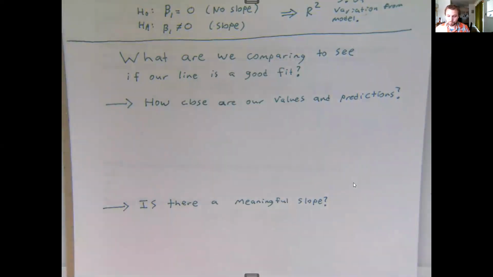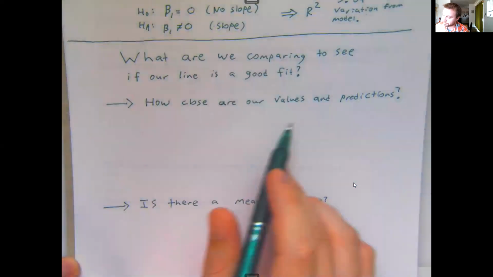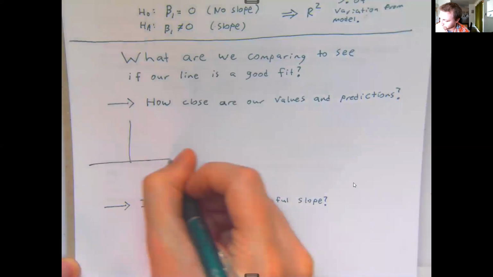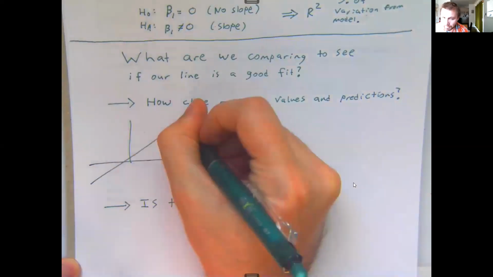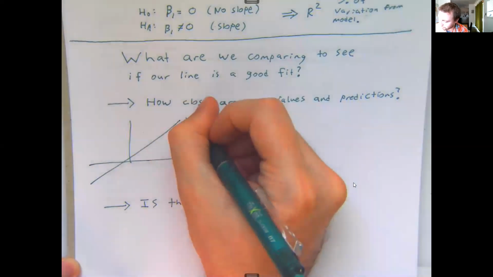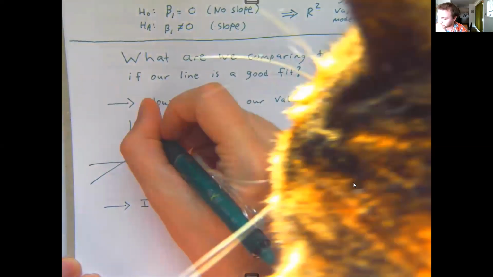So let's just view these things together. This first one, how close are our values and our predictions? One of my concerns with linear regression is that when I have my line, and reminder, my line is y hat, I'm wondering how close are all of my individual values y.